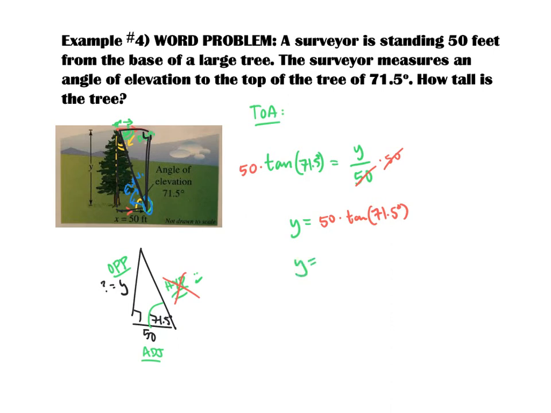Now, when you do this calculation on your calculator, make sure you are in degree mode. So again, reminder, press the mode button. Make sure you're not in radian mode, but that you're in degree mode, and take 50 times the tangent of 71.5. And it looks like we get a height of 149.434. What are we measuring here? Feet? Feet it is.